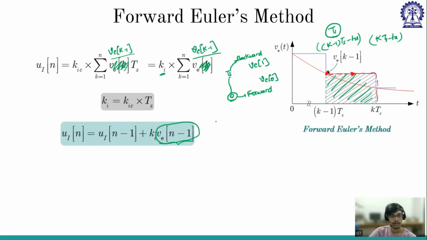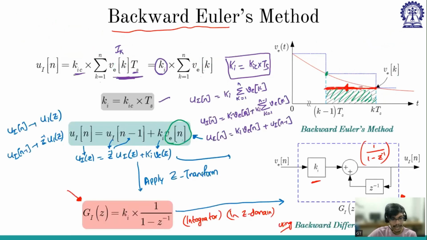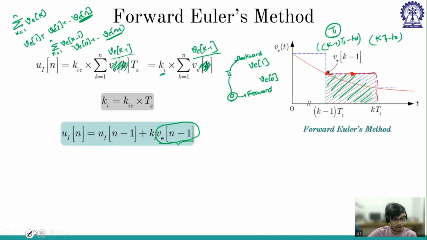For the summation term, I'm missing the point. Summation k equals 1 to n of V of k is just a summation, right? So V of 1 plus V of 2 plus and so on up to V of n. And summation k equals 1 to n of V of k minus 1 is V of 0 plus and so on up to V of n minus 1. So here we'll get n minus 1, here we'll get n. Because of this, you are getting n in the backward and n minus 1 in the forward.